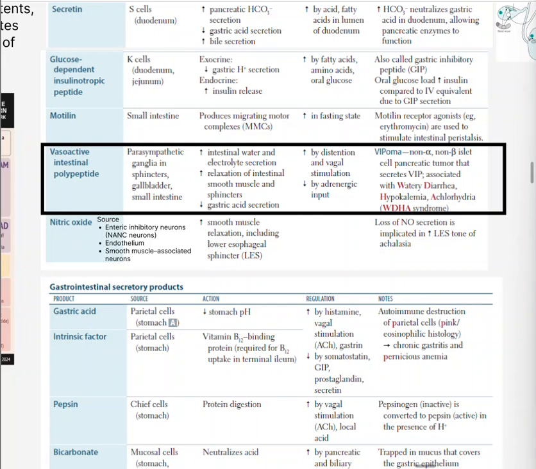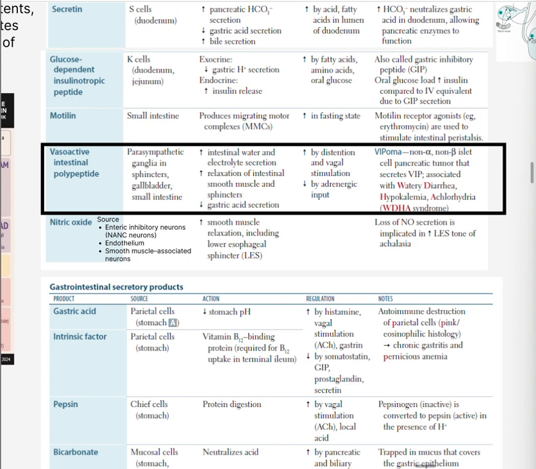We now move on to the vasoactive intestinal peptide. The vasoactive intestinal peptide is an enteric neuropeptide hormone that mainly acts to relax smooth muscle and stimulate intestinal secretion. It's very important in intestinal secretion, vasodilation, and pancreatic secretion.